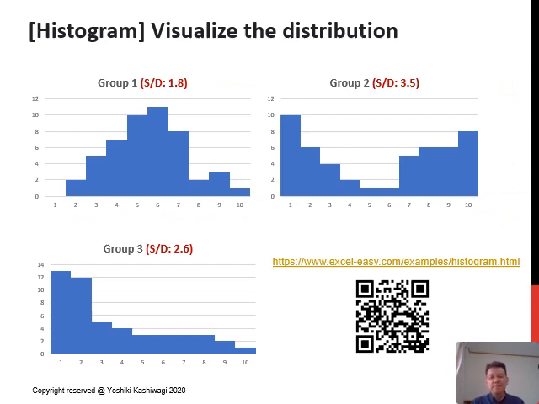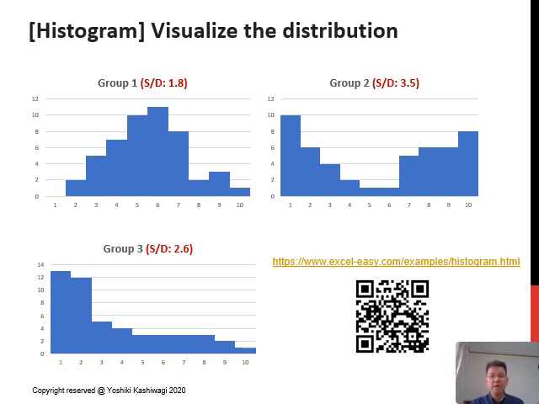So now let's look at another chart, which shows the distribution, and this is called a histogram. This is the histograms we saw last week about three groups. Again, you can identify the difference of the distribution by looking at a chart like this, but at the same time, you can quantify how distributed each group is. If you calculate the standard deviation of each group, you can see the calculation results. Group 1 has 1.8, group 2 has 3.5, group 3 has 2.6. As you can see with the chart, you can quantify the difference of the distribution. Obviously, group 2 has the largest standard deviation, while group 1 has the smallest standard deviation.